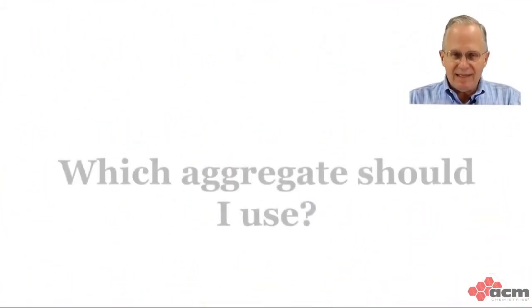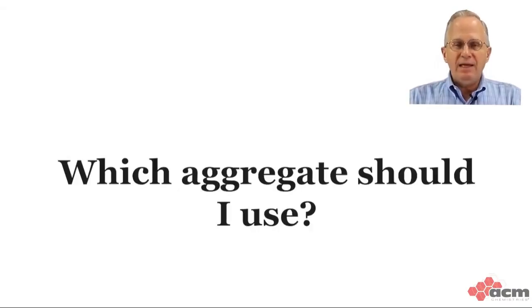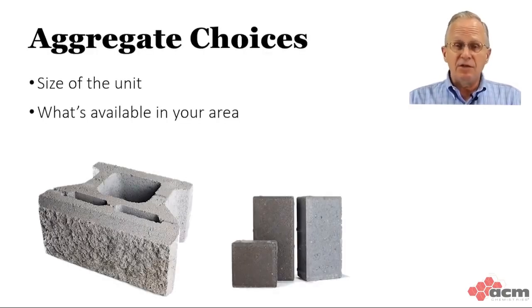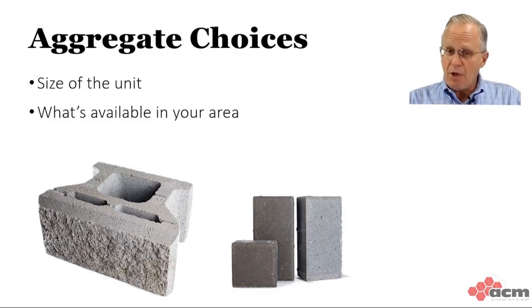So how do we decide how many and which aggregates to use? We have a number of considerations. First is the size of the units that we're making. If we're making large units, like large SRW segmental retaining wall units, we may use a larger coarse aggregate. If we're making smaller products, like a paver, our coarse aggregate may be a lot smaller. Also, we need to look at what are the sizes that are actually available in our area.